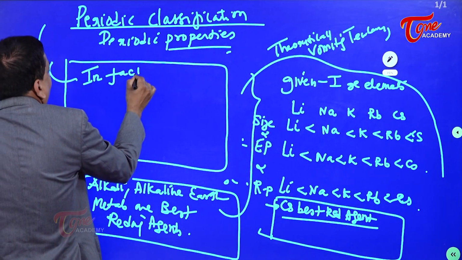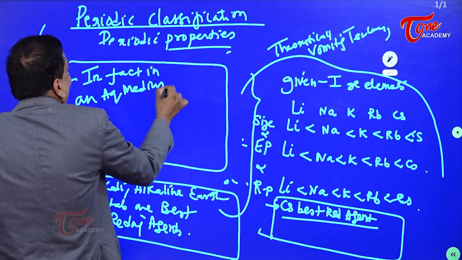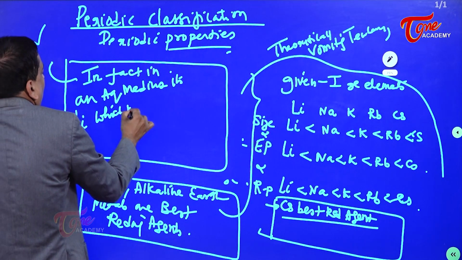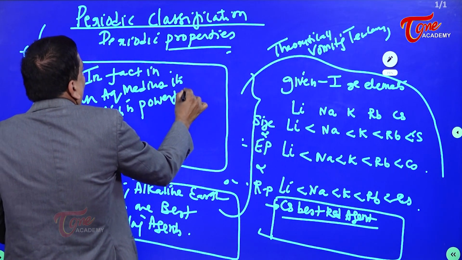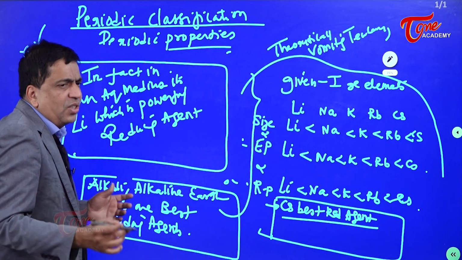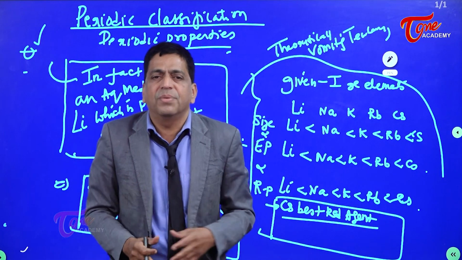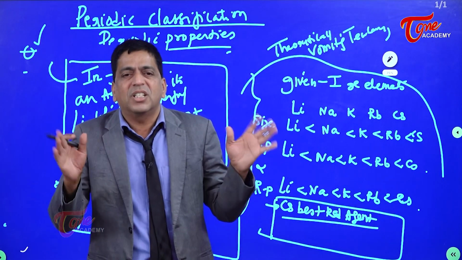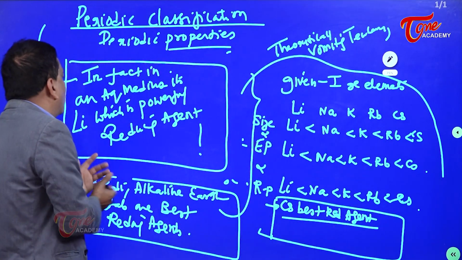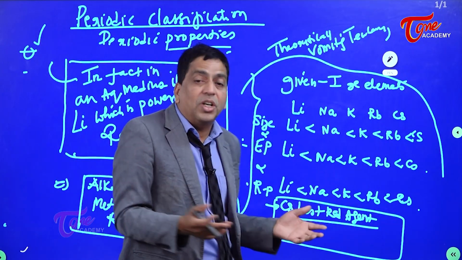But let me tell you, in fact, in an aqueous medium, it's lithium which is a powerful reducing agent. What? We are surprised. Theoretically speaking, there is absolutely nothing wrong. Cesium has the highest metallic tendency, so it must be labeled as having the highest reducing power. But in fact, in aqueous medium, lithium is the powerful reducing agent. And what is surprising, lithium is the smallest in size.